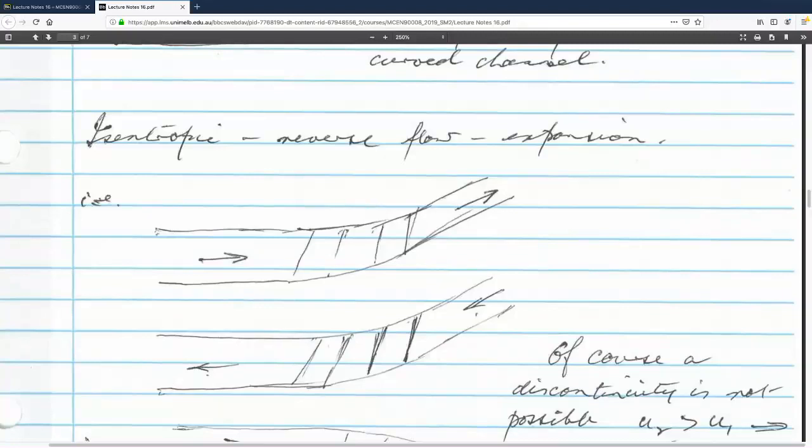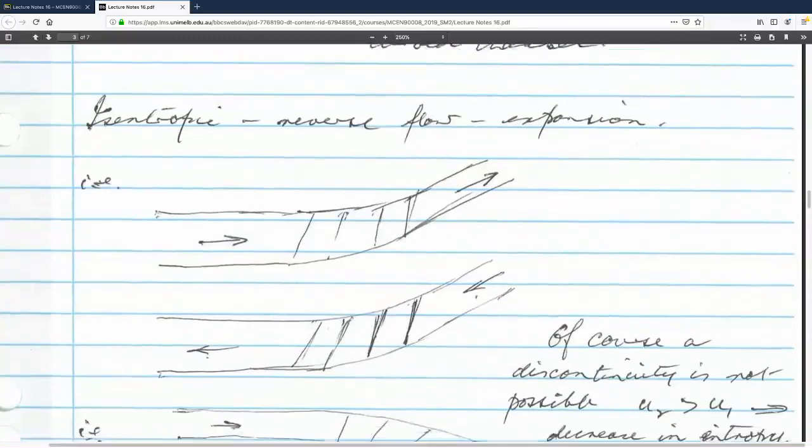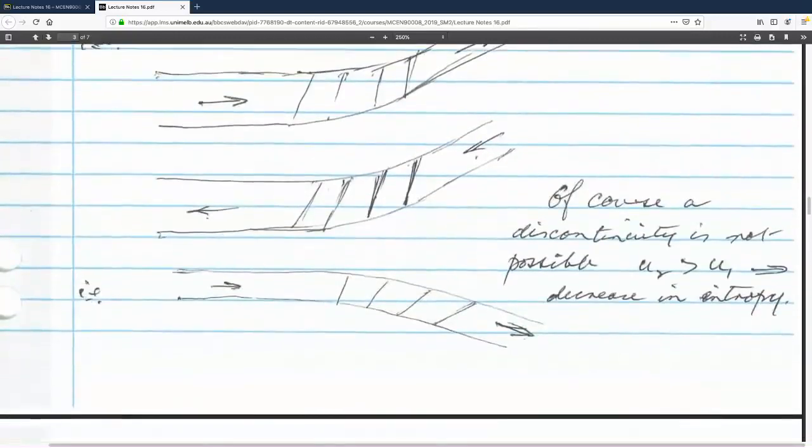And I've got an infinite number of weak shocks, so it's isentropic. And of course, I've said here on the right, a discontinuity is not possible because U2 can't be greater than U1, and that would be the case. And that would imply a decrease in entropy, and so we can't have discontinuities, but maybe we can have a continuous change. So I've just drawn this figure around the other way.